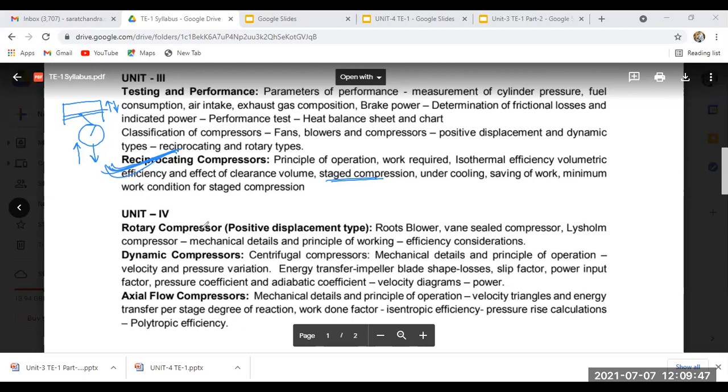In unit 4 also, we are going to study the compressor, but here 3 different types of compressor are there. One is the rotary compressor, one is the dynamic compressor or centrifugal compressor, and the third one is the axial flow compressor. 3 types of compressor we have in unit 4.